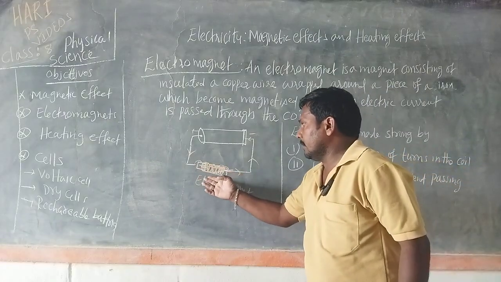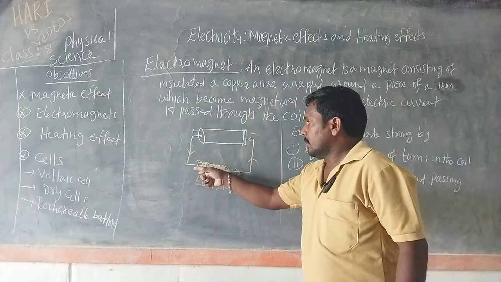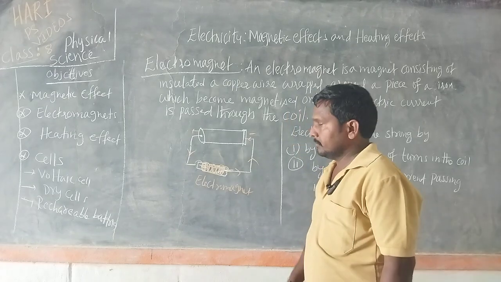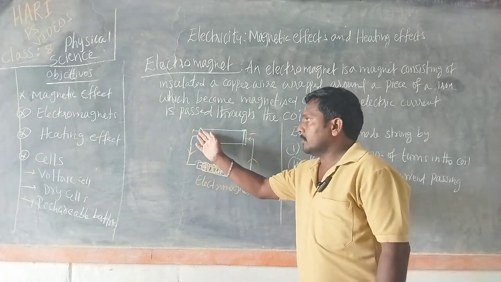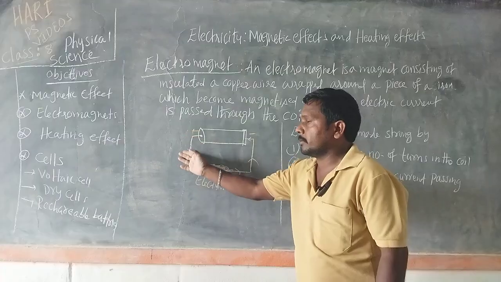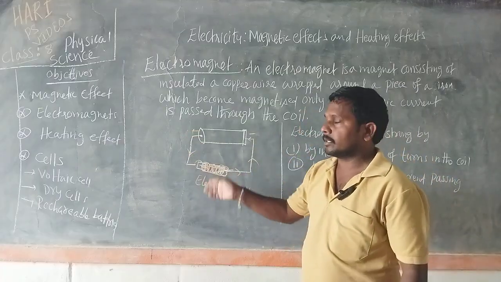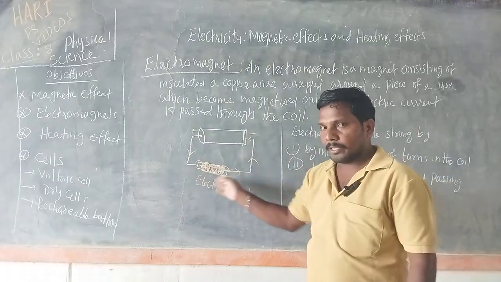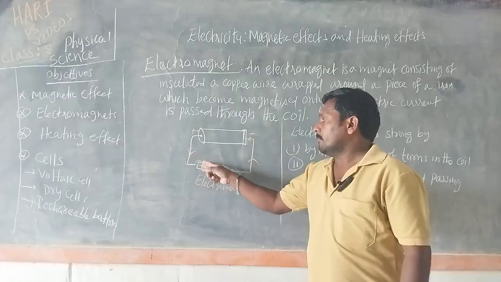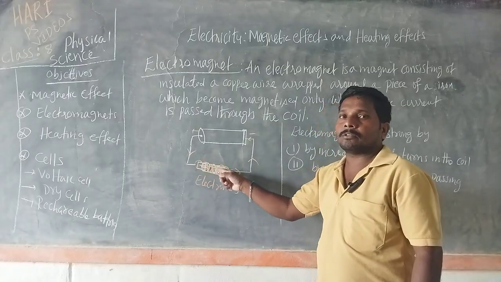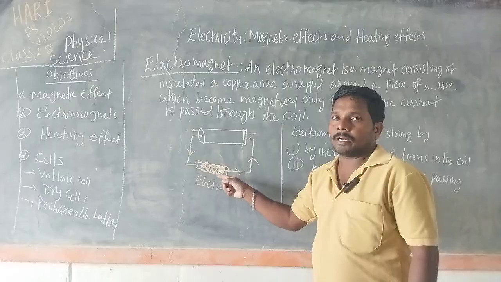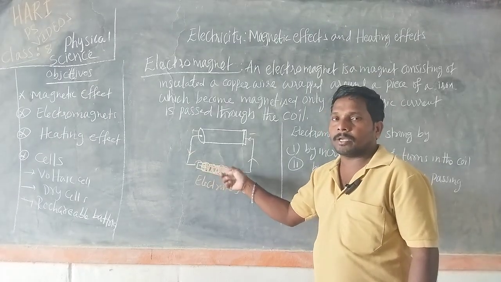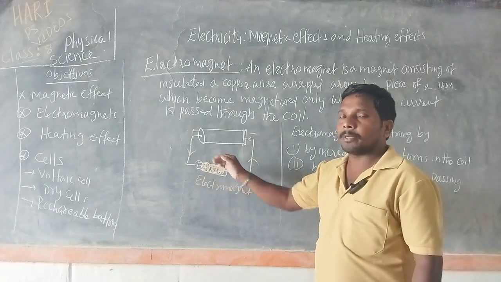So, if you take one iron nail or iron piece, and wrap an insulated copper wire around it, and it is connected to a battery, when we switch on, the electric current is passed from positive terminal to negative terminal. Direction of the electric current is from positive terminal to negative terminal. So, we know when electric current is passed through a metallic wire, it creates a field. Due to that, the iron nail, the iron piece becomes a magnet. But it is a temporary magnet.